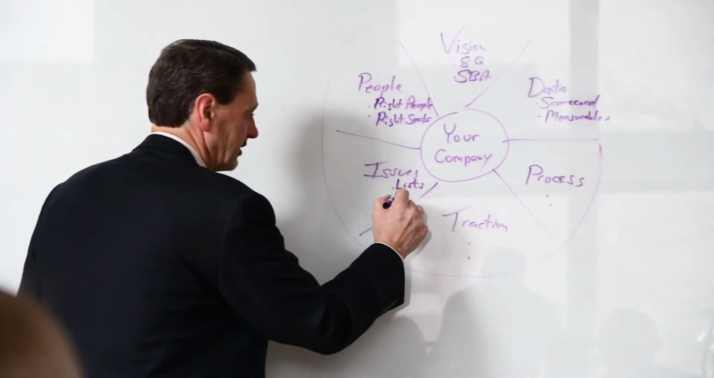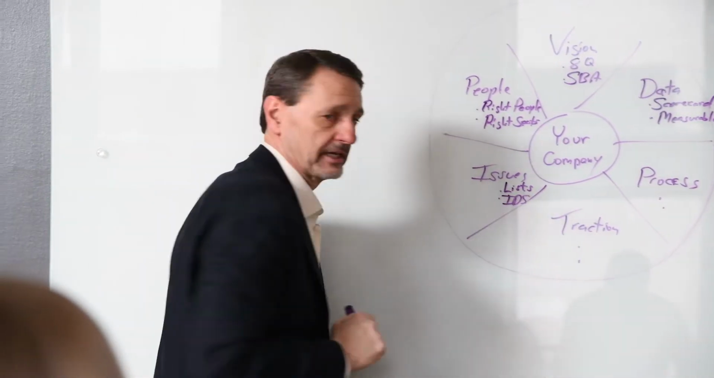So who owns the VTO? Ideally, it's the integrator. It's that person that's charged with making sure the organization executes against the plan, make sure their profit and loss is there, and make sure everything's working harmoniously.